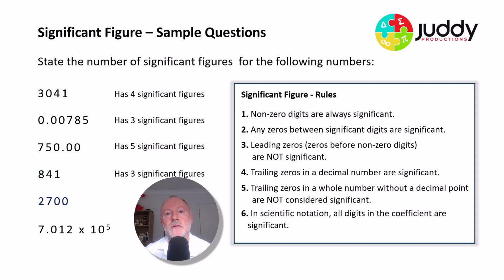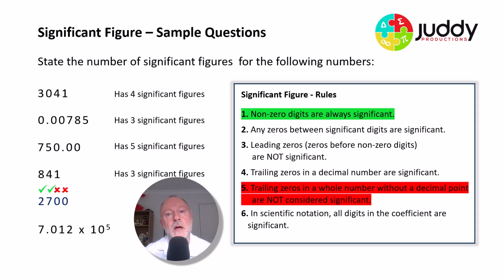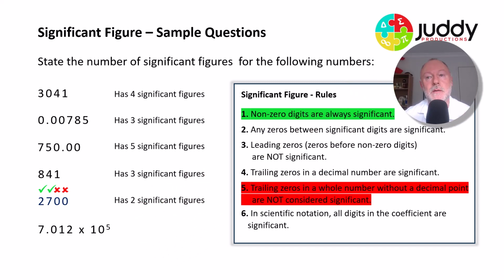Next, we have the number 2700. The 2 and the 7 are both non-zero digits and are always significant. And following rule 5, trailing zeros in a whole number without a decimal point are not considered significant. So the two zeros to the right-hand side of this number, because there's no decimal point, and they're trailing, are considered non-significant. As such, this number has only two significant figures.